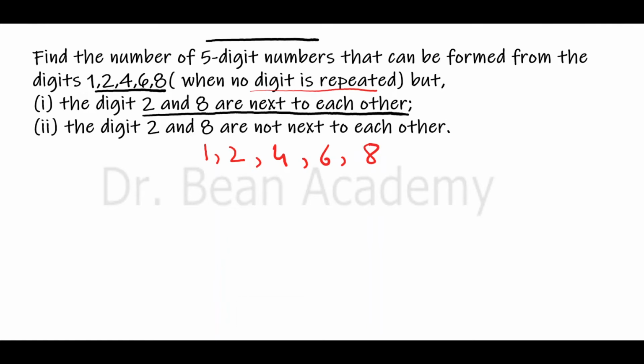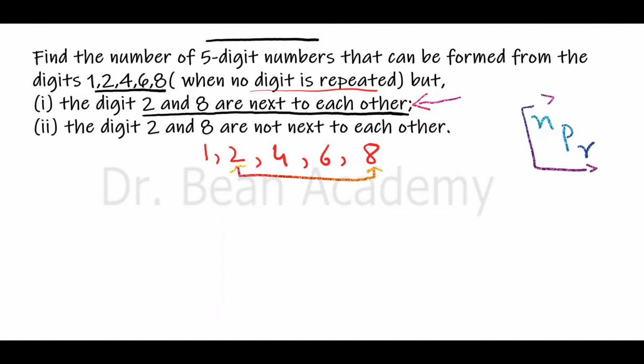So remember the formula. No repetition, permutation. So just remember this formula. We will need it. But now the problem is this condition. They said the digits 2 and 8 should be next to each other. 2 and 8 should be next to each other.